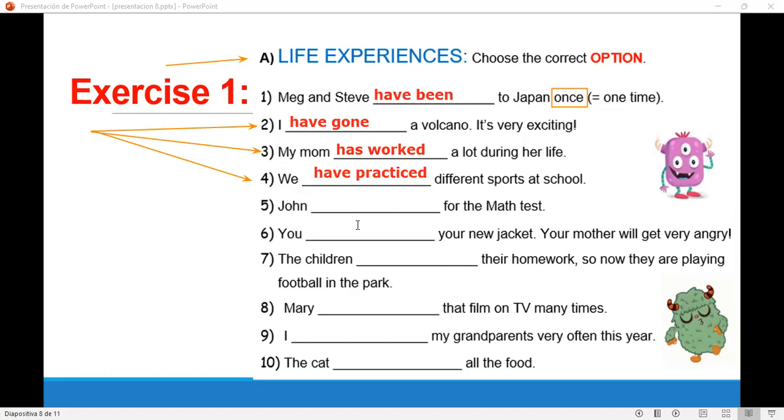So let's go with the next one. It says, John for a math test. John has studied for a math test, okay? So Sarah says, has studied. Someone else, opinion? Opinions? Has. Okay, has. Christopher, any verb?